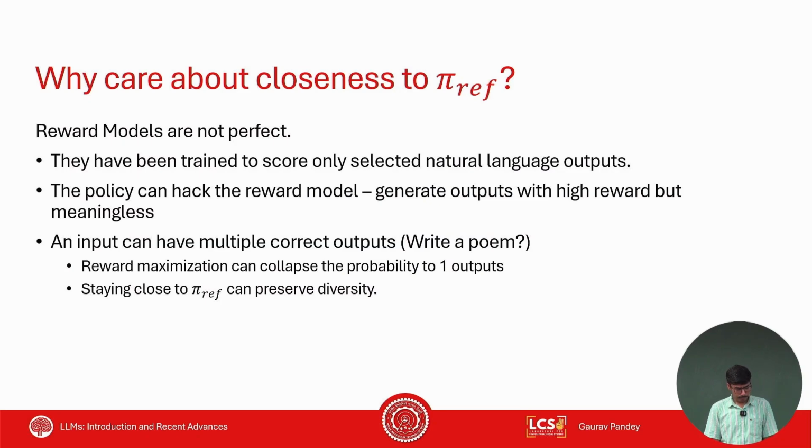Another point to note is that you may have multiple correct outputs, and if you do reward maximization, the model will overfit to the highest reward output, and maybe you want diversity in the output. Generally, diversity is a preferable thing to have. So that's another reason why we add this closeness to the reference policy as another loss function.